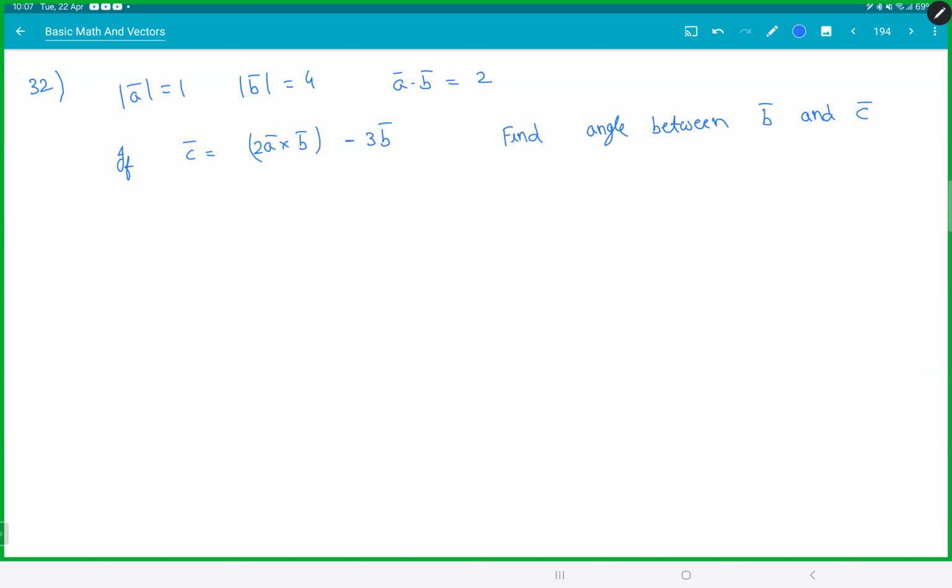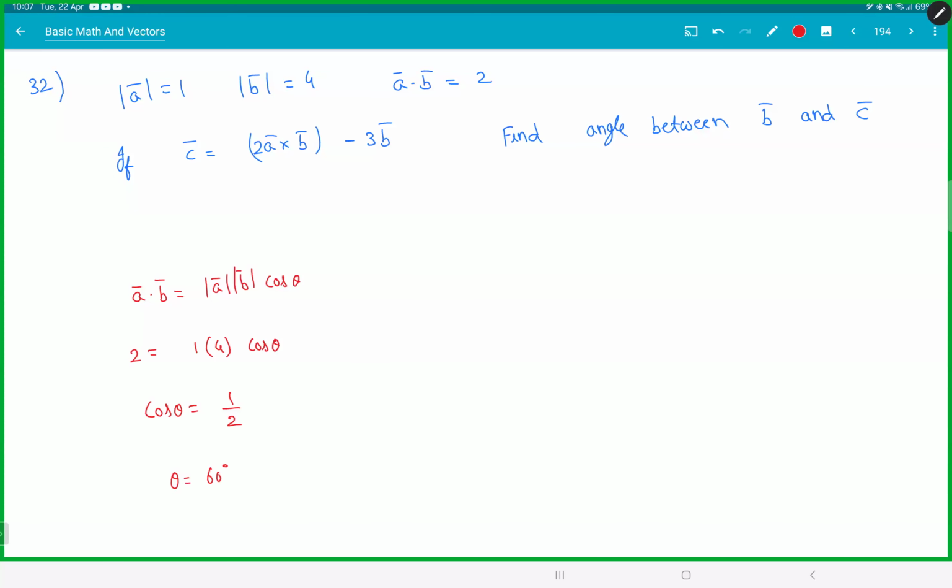Let's see the first part. A bar dot B bar will give you the angle between A bar and B bar, which we needed actually. So that's cos theta, and this is 2, 1, 4. Cos theta is half and theta is 60. Great.